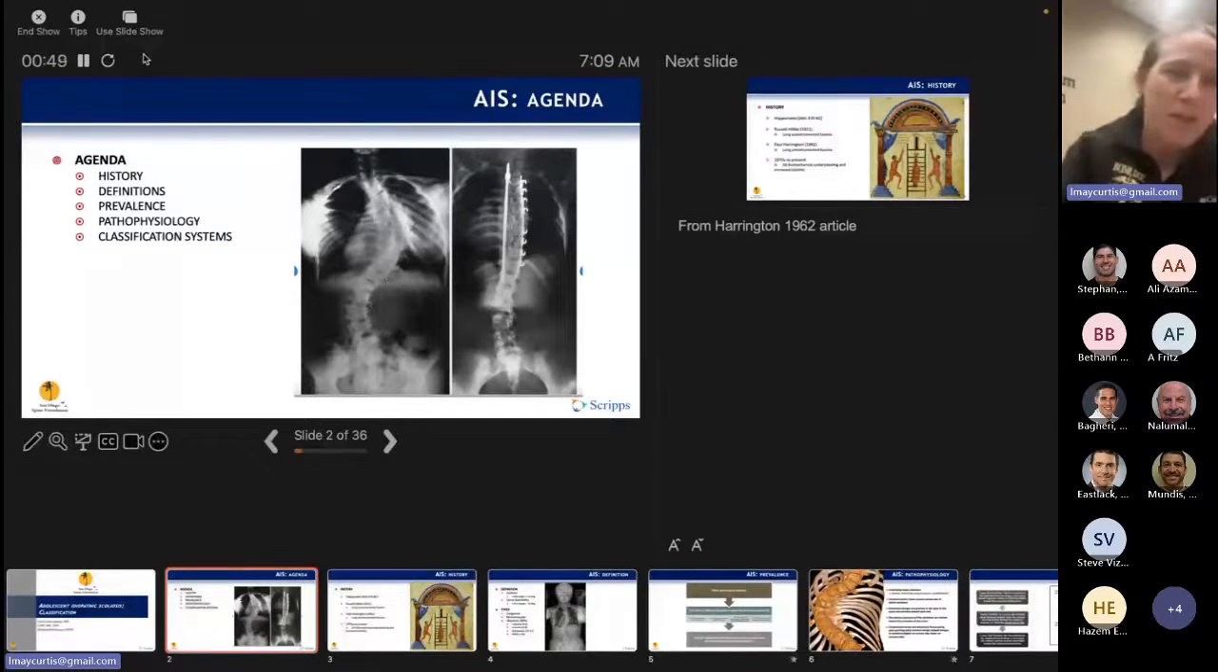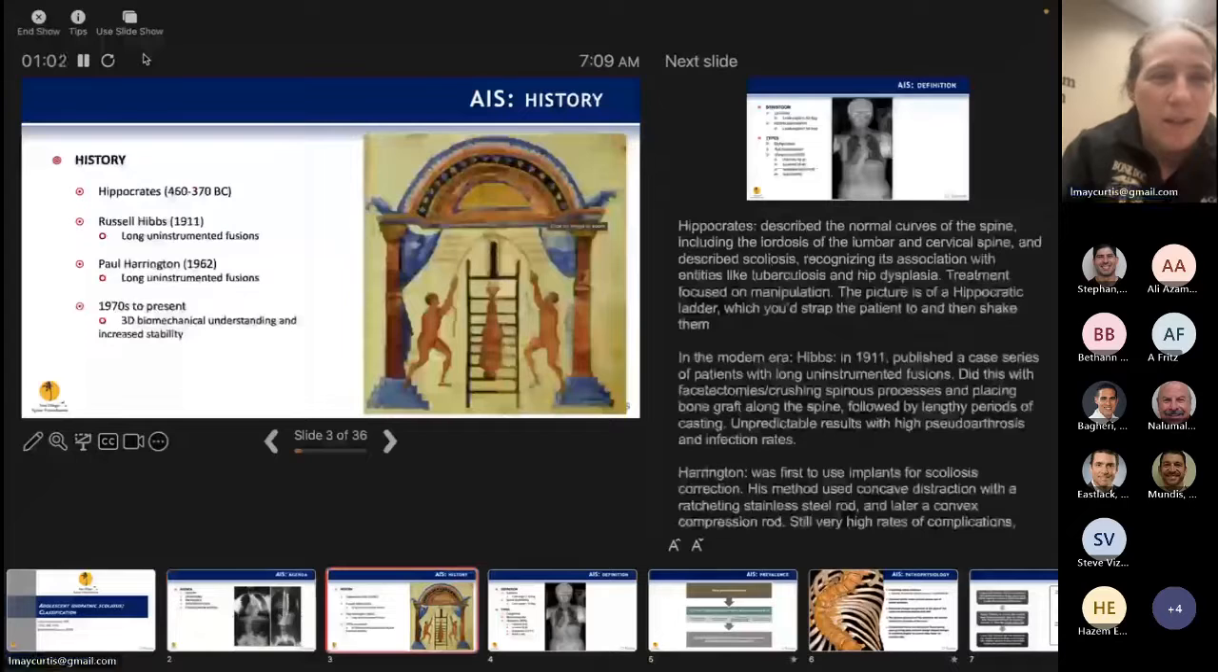I really like medical history, so we'll talk a little bit about the history of scoliosis treatment, going back to ancient Greek times, talk briefly about prevalence, pathophys, and then go through the King and Lenke classification systems. So the history of scoliosis goes way back.